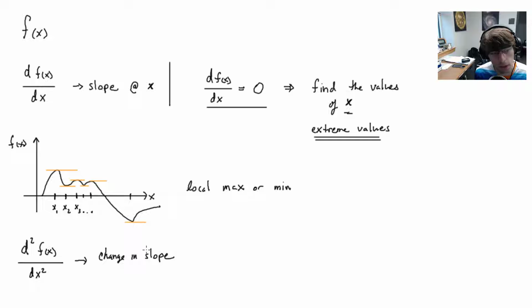What is interesting to know, however, is perhaps we don't need to know the specific change in the slope, but rather more generically, what we're interested in is taking the second derivative, d squared f of x over dx squared, evaluating at an extreme point, say x1, and seeing whether the final answer is positive or negative.